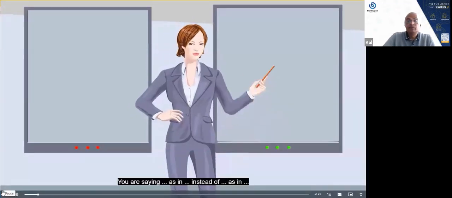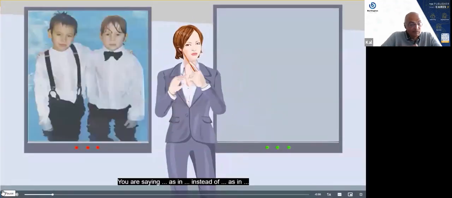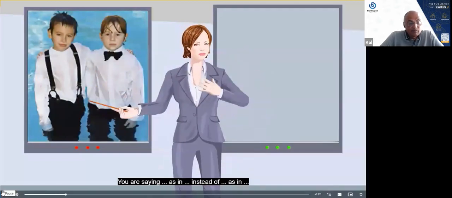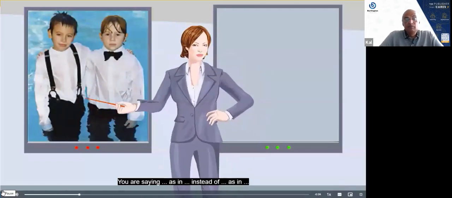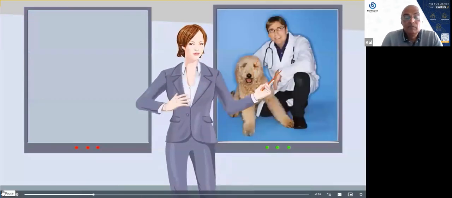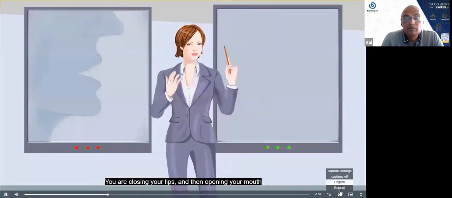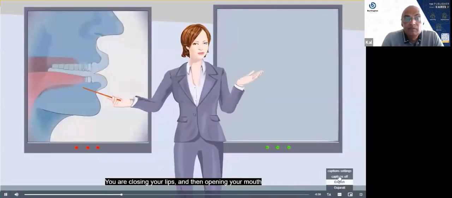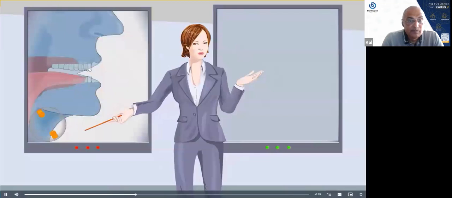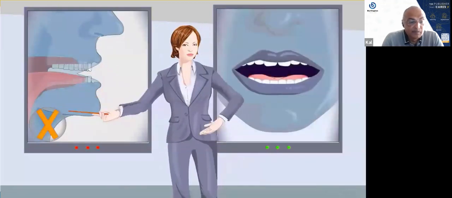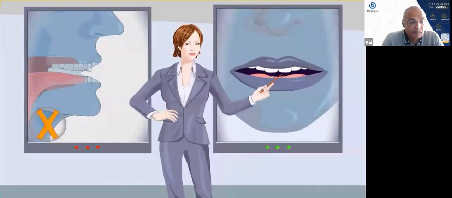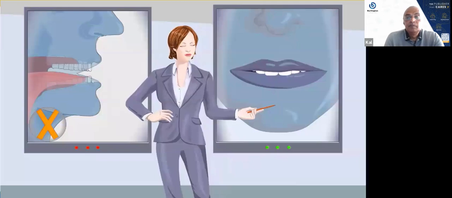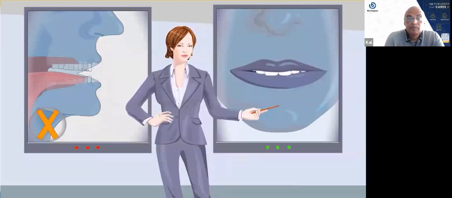You are saying w, as in wet, instead of v, as in vet. You are closing your lips and then opening your mouth. To say the sound v, put your lower lip beneath your upper teeth and let the air flow without blocking it.